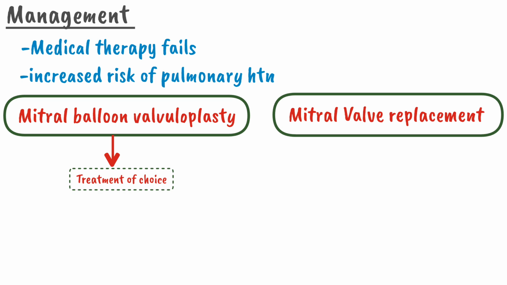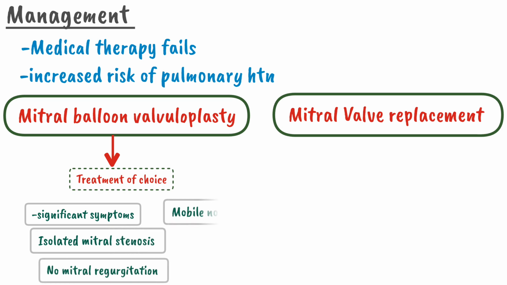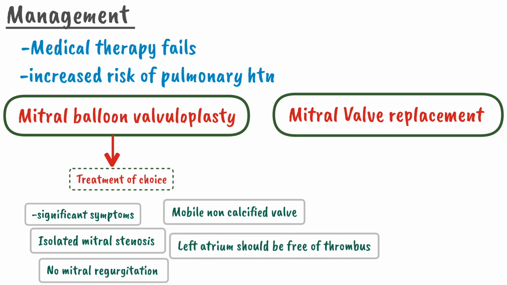The criteria include that the patient should have significant symptoms, there should be isolated mitral stenosis, there should be no mitral regurgitation, and there should be a mobile, non-calcified valve. Apart from that, the left atrium should be free of thrombus. If these criteria are met, then we can perform a mitral valvuloplasty, and it is a treatment of choice for mitral stenosis.